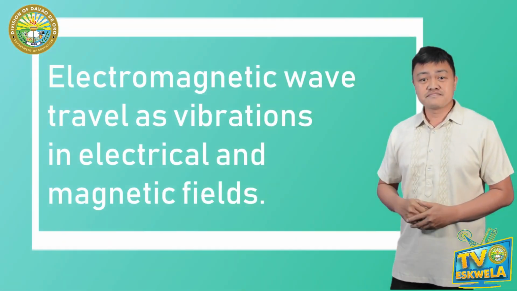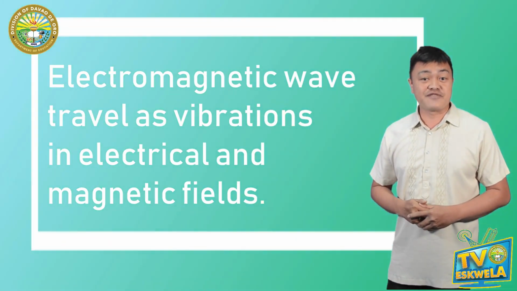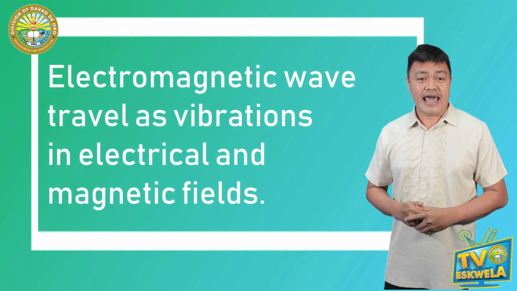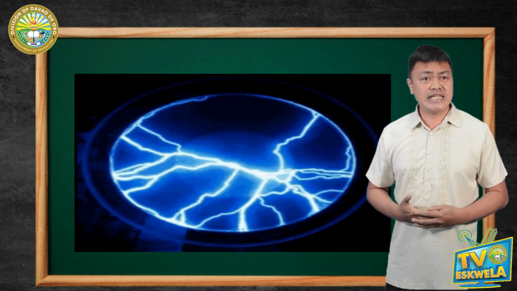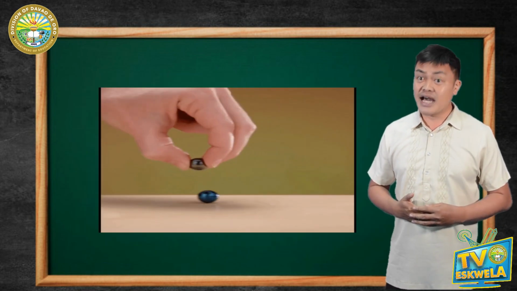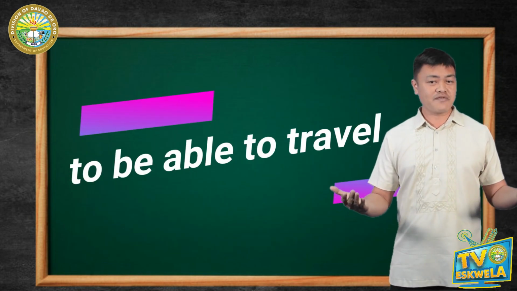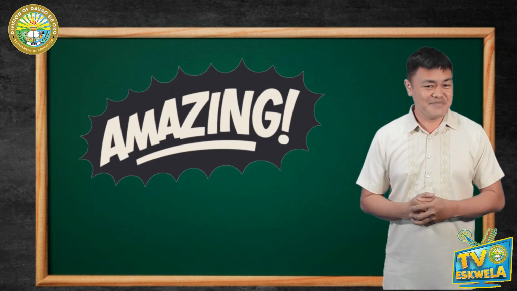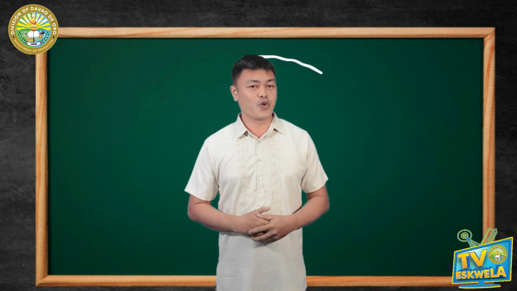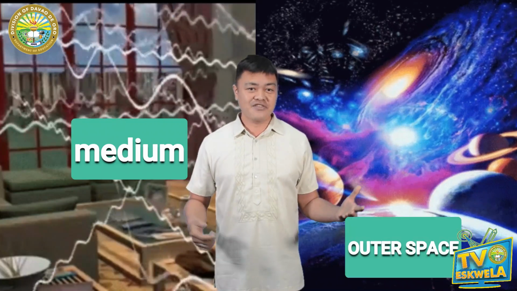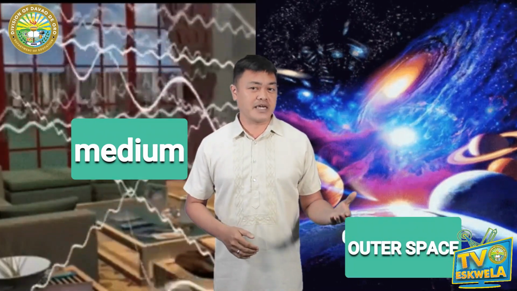So, therefore, electromagnetic waves travel as vibrations in electrical and magnetic fields, meaning electromagnetic waves need electricity and magnetism in order to travel. Wow, isn't that amazing? Electromagnetic waves or EM waves can travel through anything. They can travel both in a medium and a vacuum, or in outer space.